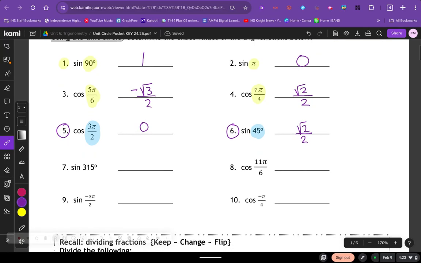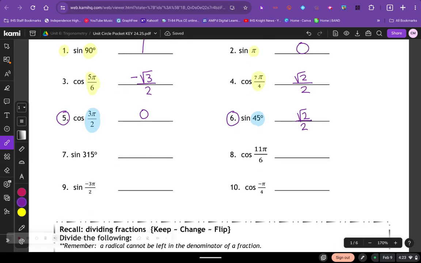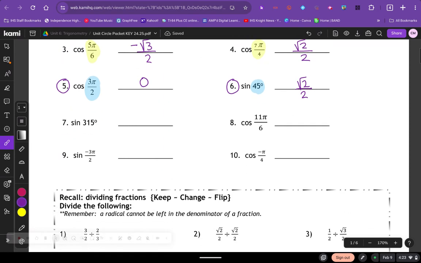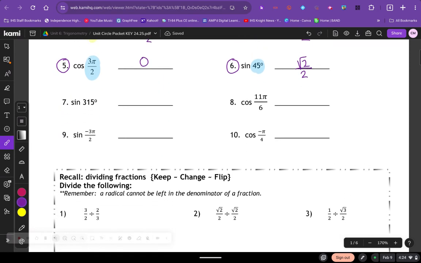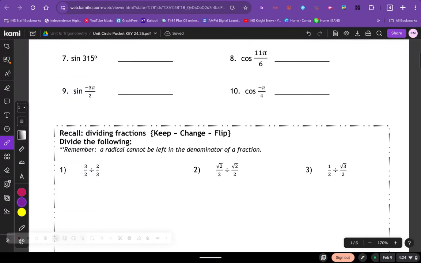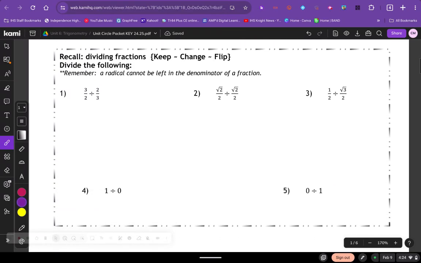You'll continue to locate the sine and cosine values using the unit circle, and then the next trig function we want to be able to evaluate using the unit circle will be tangent. In order to find the tangent, we're going to need to do some fraction division. So let's take a look at how to divide fractions. This is a little bit of a refresher on fraction division before we get ready to find our tangent values.